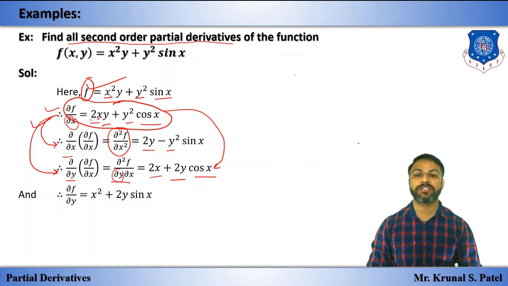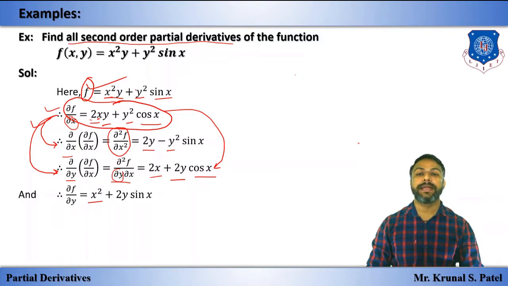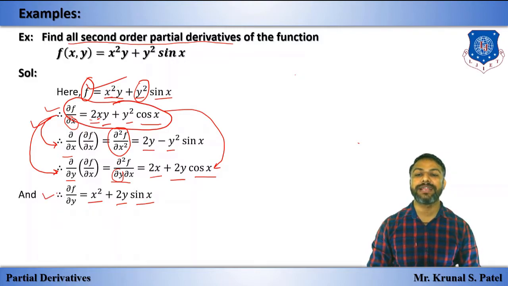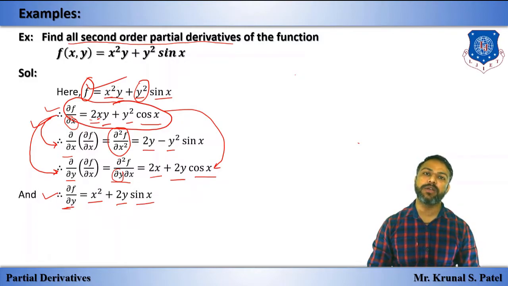So differentiation of x square with respect to y is x square times 1, because we are differentiating with respect to y, and differentiation of y square is 2y, and sin x is constant because x is constant. Now we differentiate this del f by del y with respect to x as well as with respect to y. So what two more second order partial derivatives will be obtained?